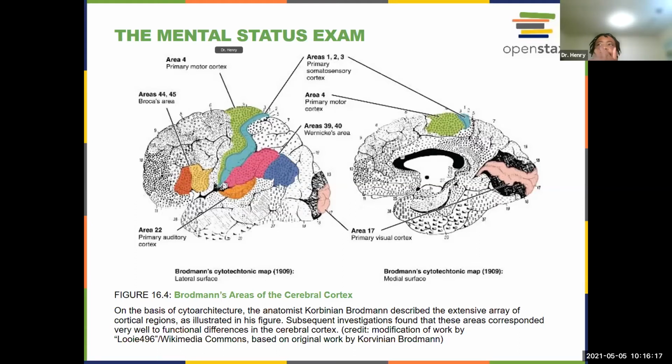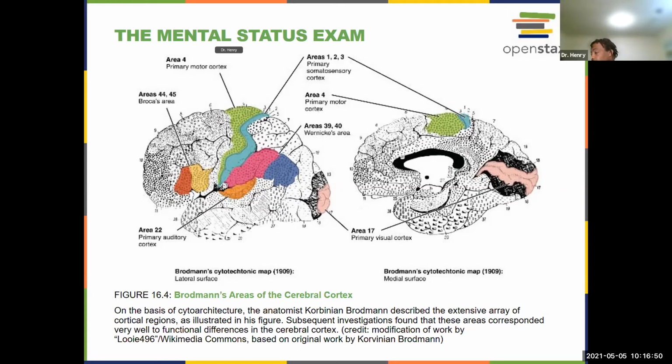So in that case, area 1 is going to be dealing with that. You can kind of see it all labeled here. Let me expand a little bit further. He basically mapped out the cerebral cortex into 50 different regions, and based upon his studies and other studies, he mapped out what type of functions are happening where.